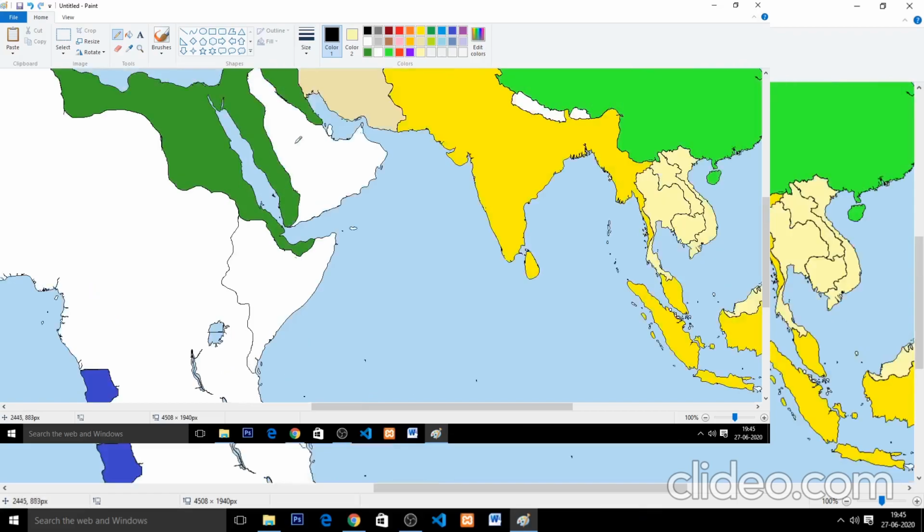Tributary, this, and this is how the tributary states should look.